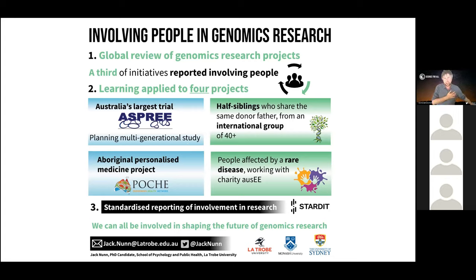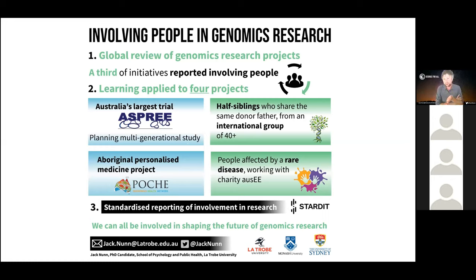The Aboriginal Personalized Medicine Project is another one where we worked with a remote Aboriginal community in New South Wales. The idea was that because of biases in the data, people with European or Asian ancestry are overrepresented in genomic databases worldwide. So if, for example, indigenous peoples around the world are underrepresented, precision medicine is not as precise for those people. So this was a study working with local people to say, we're thinking about doing this research with you. How would you like it done? How would you like to be involved? How would you like to control the data? Very important questions. And what we were able to do was write a STARDIT report about how we were going to involve people. So almost like a protocol or a prospective way to say, we plan to involve these stakeholders in this way.